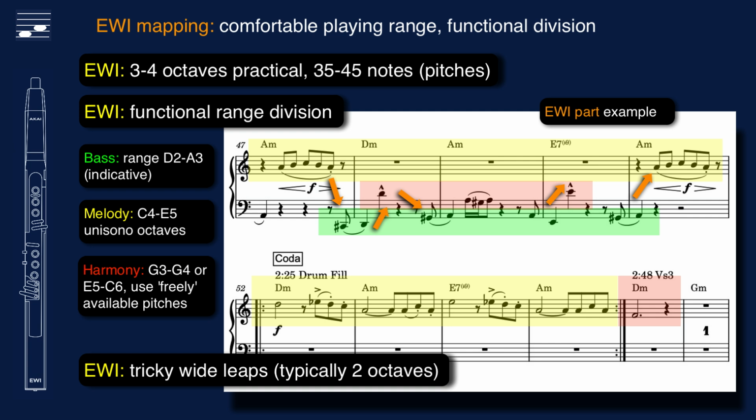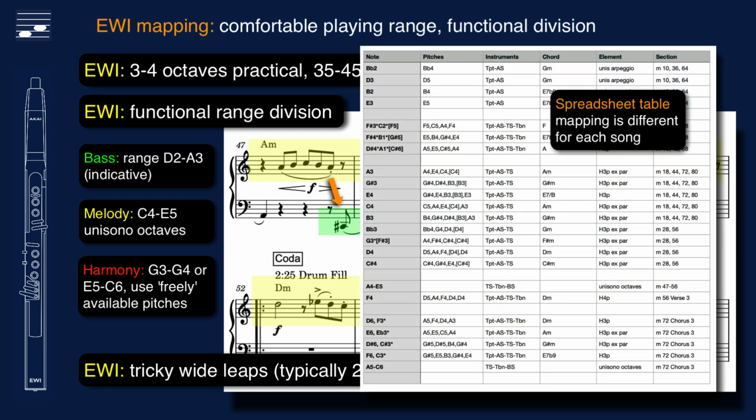These are tricky to perform reliably with the octave rollers on the back of the instrument. At the end of this step, I will have compiled a spreadsheet with the mapping for the EWI. This is a table with typically 35 entries.